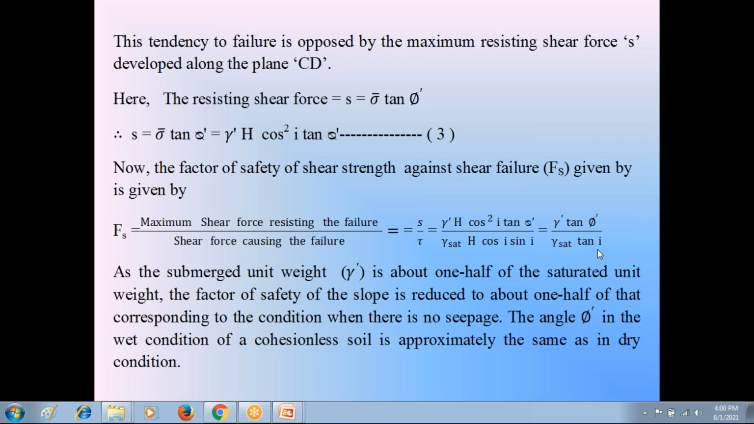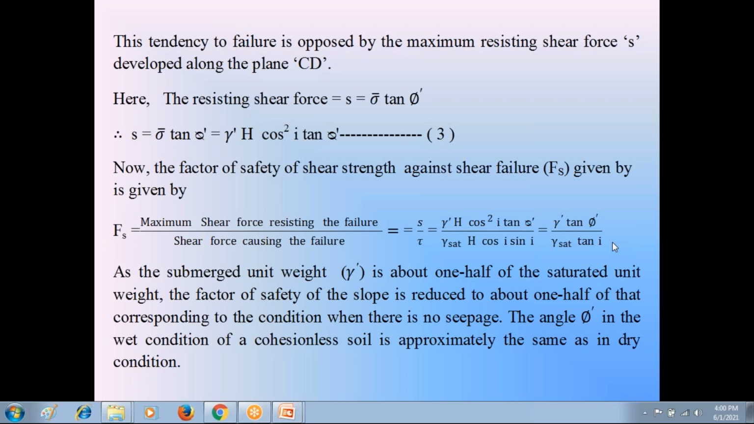The soil slopes are subjected to failure in the rainy seasons more frequently, that you can understand from this equation. Here, this gamma dash is less than this gamma saturation. So the factor of safety in steady seepage flow condition is less than the factor of safety in dry condition and the factor of safety in submerged condition.